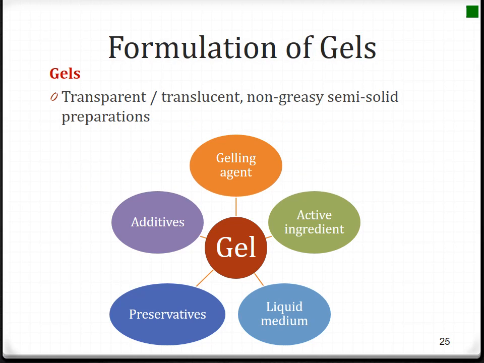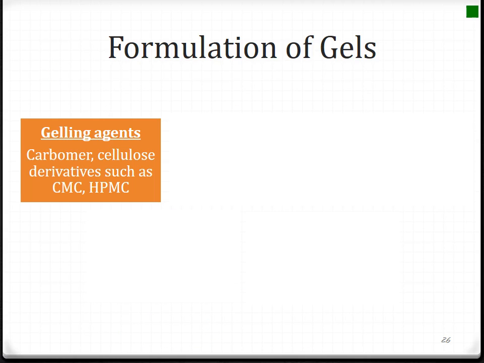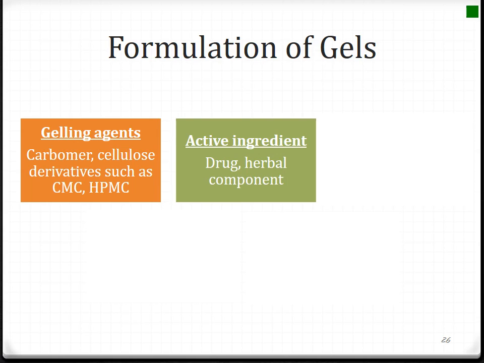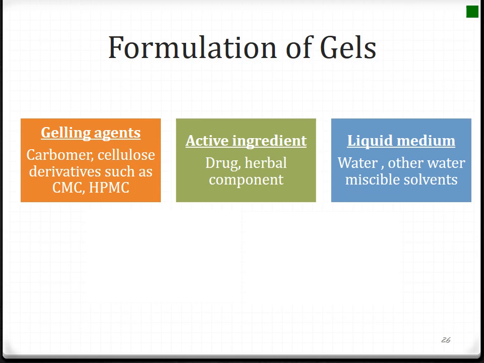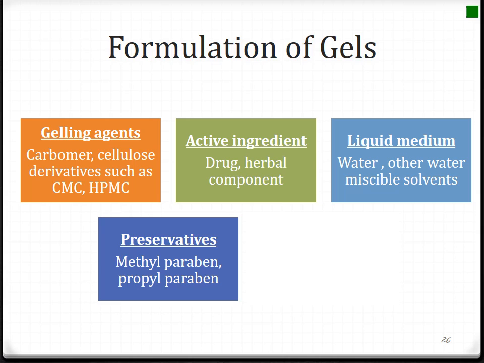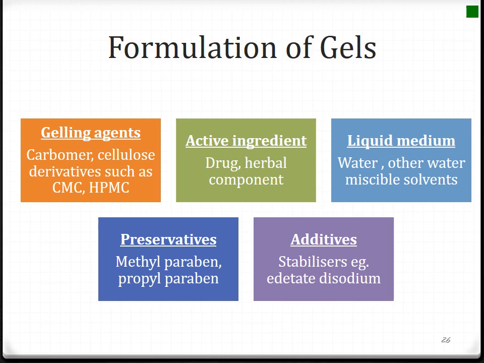How about gels? What goes into a gel? The gelling agent and liquid medium are necessary to form the gel, and of course you have the active ingredient, preservatives, and other additives. Many materials function as gelling agents, including carbomer and cellulose derivatives such as CMC and HPMC. The active ingredient may be a drug or herbal product. Water is usually used as the liquid medium. Sometimes, other water-miscible solvents such as polyethylene glycol may be used. Preservatives such as parabens may be added, and other additives such as EDTA may be added.